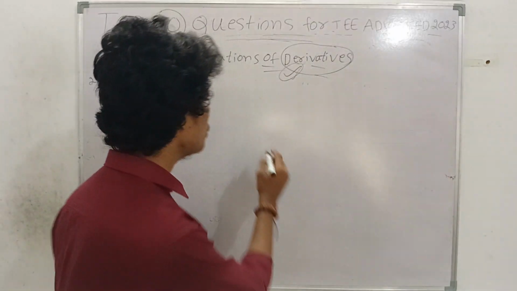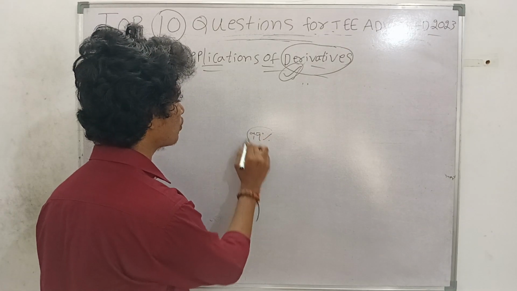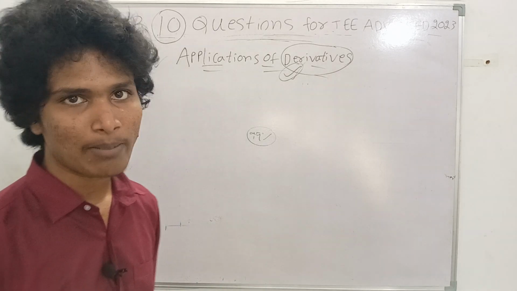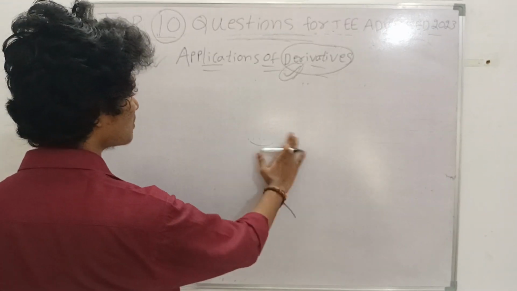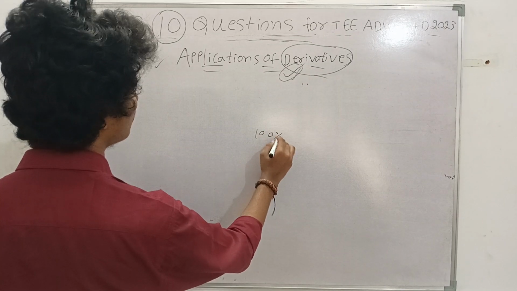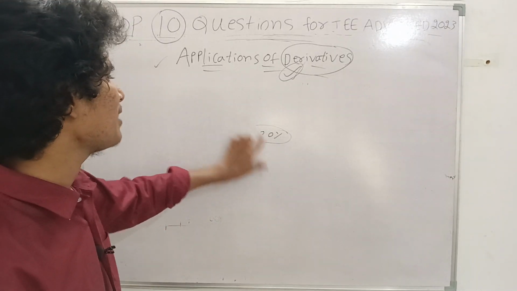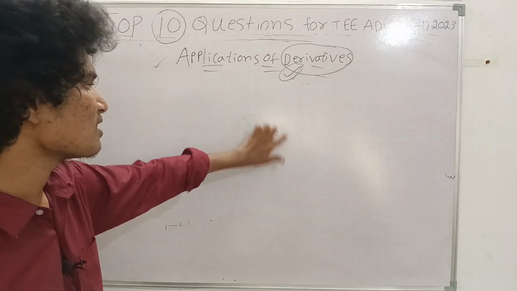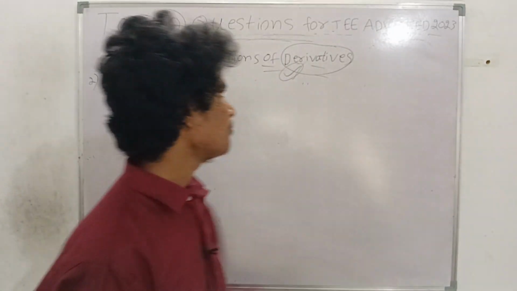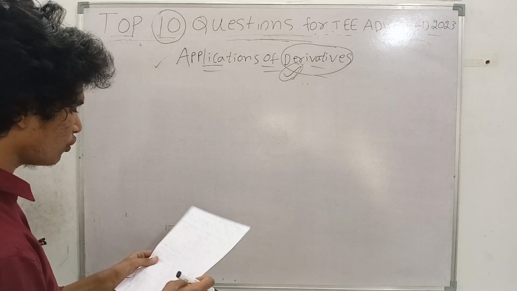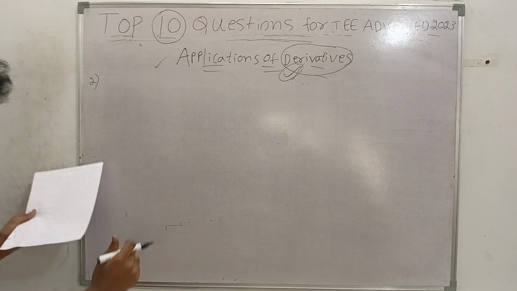But I can assure you 99% it will be correct only. 1% it can be plus or minus negative, but the concept I can give 100% clarity, definitely. After giving the clarity, you are able to make the question correct. It is your choice whether to make the question correct or not, but the concept I can give to you. The first question is completed. Now second question.